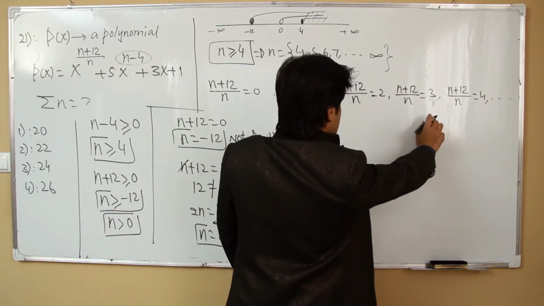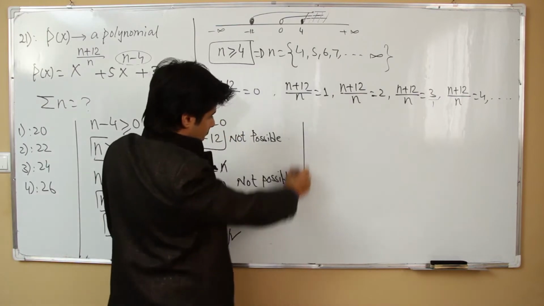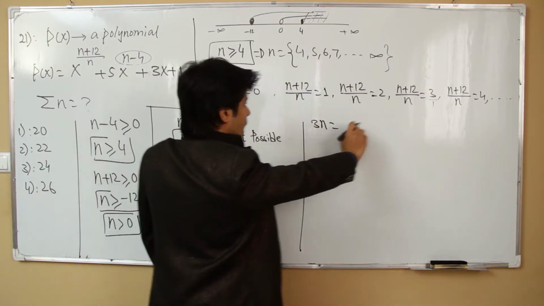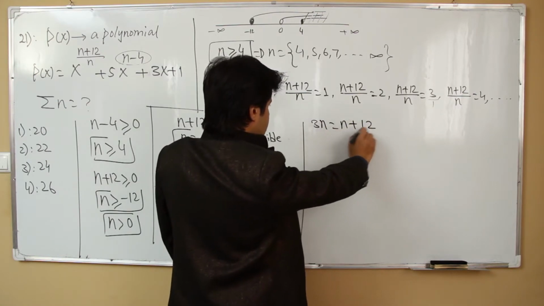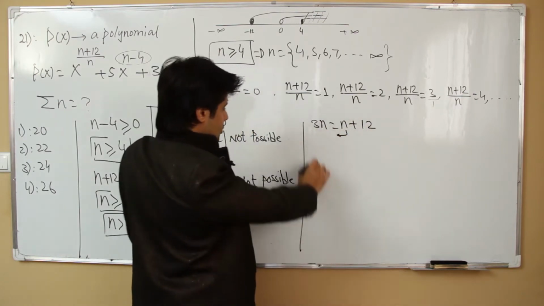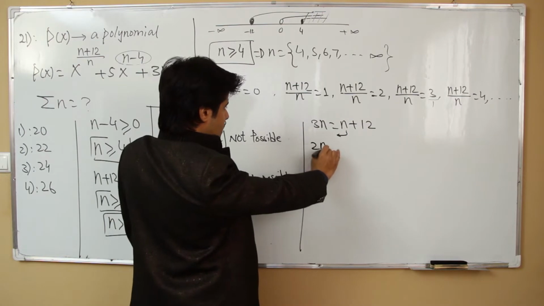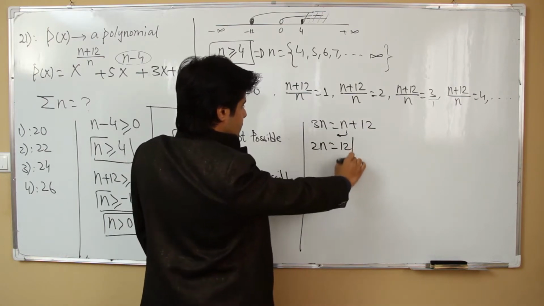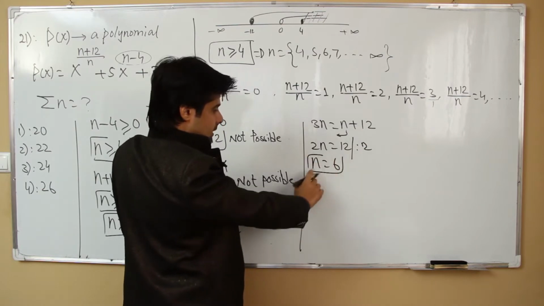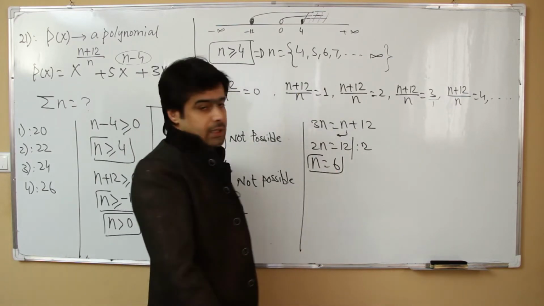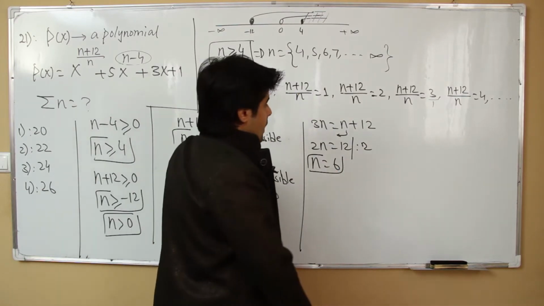What is the denominator? 1. 3 times n, it is 3n. And 1 times n plus 12, it is n plus 12. Put n to the left side. 3n minus n, it's 2n, is equal to 12. Divide both sides by 2. So you will find n is 6. 6 is possible. Why? Because we have 6 in this bracket.